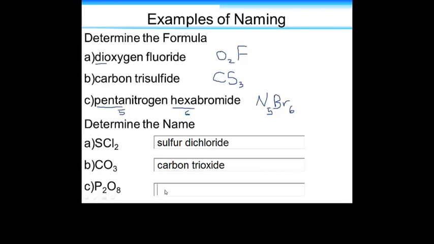The P represents phosphorus, diphosphorus, and then we've got 8 oxygen atoms. 8 is an easy one to remember, 8 like the octopus. Octa, oxide, which looks weird, but is correct.